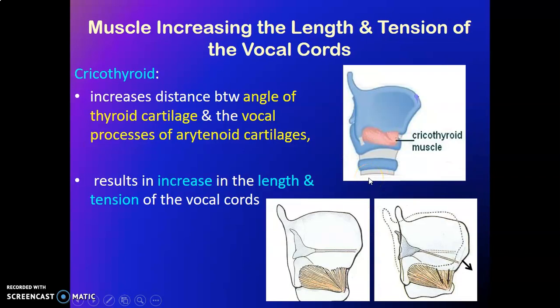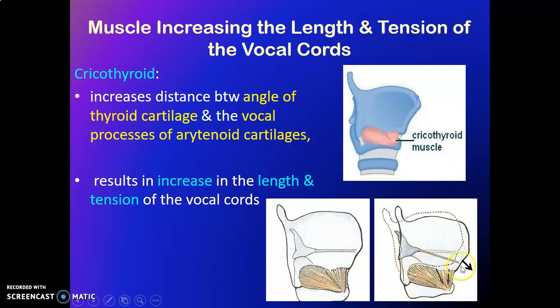Okay, then we have muscles that will increase the length and the tension of the vocal cords. A good example is the cricothyroid muscle. So what does cricothyroid do? It increases the distance between the angle of the thyroid cartilage and the vocal process of the arytenoid cartilage. So what happens when this is done? You're able to increase the length and the tension of the vocal cords.